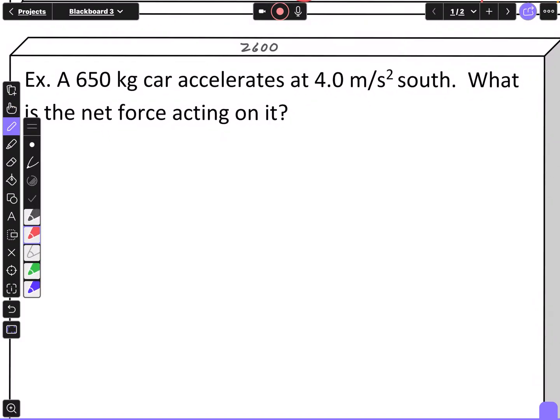The problem says a 650 kilogram car, telling me a mass, accelerates at 4.0 meters per second squared south. It's giving me acceleration. It wants me to find what's the net force acting on it. Alright, so right now my givens: my mass is 650 kilograms. And remember, if this was to give me grams, I need to convert to kilograms by dividing by 1,000. Always make sure you check that. On some of the worksheets, some of them are in grams. You're going to need to pay attention.